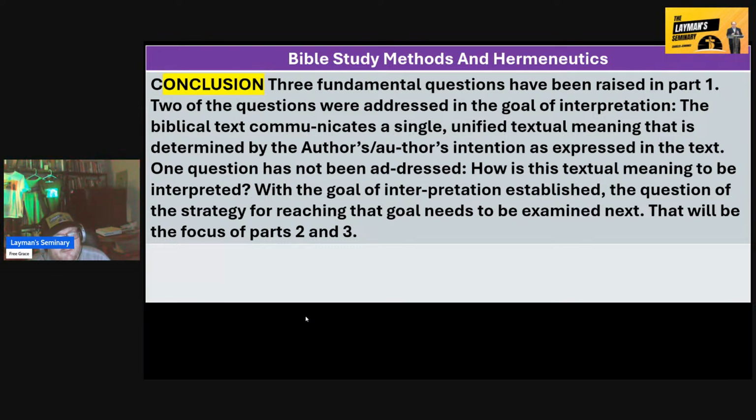Conclusion. Three fundamental questions have been raised in part 1. Two of the questions were addressed in the goal of interpretation. The biblical text communicates a single unified textual meaning that is determined by the author's intention as expressed in the text. One question has not been addressed. How is this textual meaning to be interpreted? With the goal of interpretation established, the question of the strategy for reaching the goal needs to be examined next. That will be the focus of parts 2 and 3.